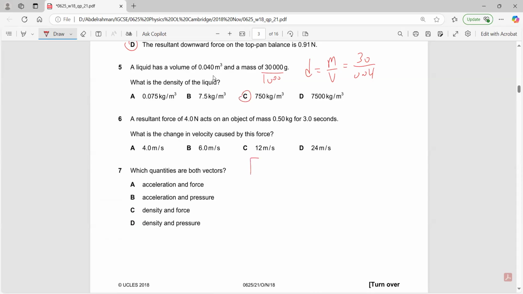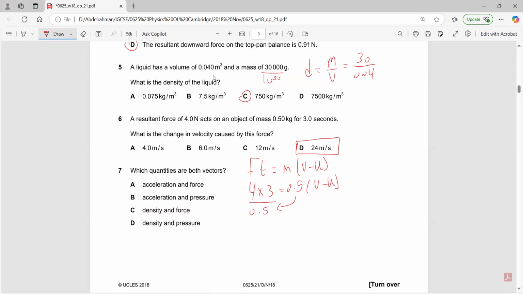Let me write down the impulse equation. Force times time equals m(v minus u). V minus u is the change in velocity. So basically, we need to find v minus u. We have the force and the time, so 4 times 3 equals 0.5 times (v minus u). Basically, you can divide by 0.5. So 12 divided by 0.5 is 24 meters per second. So the change in velocity is 24 meters per second.